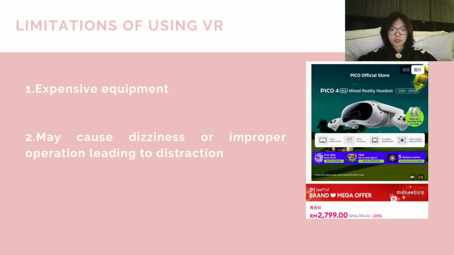There are also some limitations of using VR. The first one is expensive equipment. Not all schools can afford the high cost of VR equipment, and the school may have multiple students using one VR, which may lead to unequal student participation. And the next one is it may cause dizziness or motion sickness, leading to discomfort. In order to avoid this problem, teachers should always pay attention to the students when they use the VR.